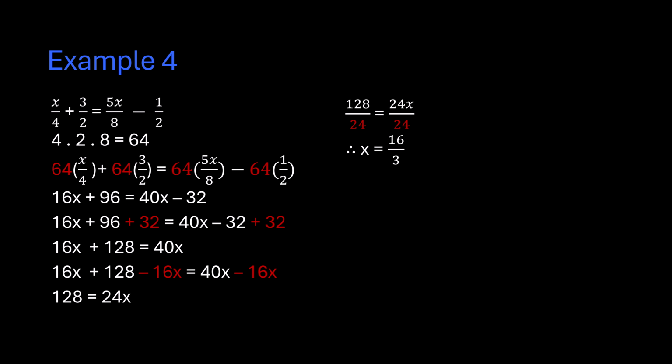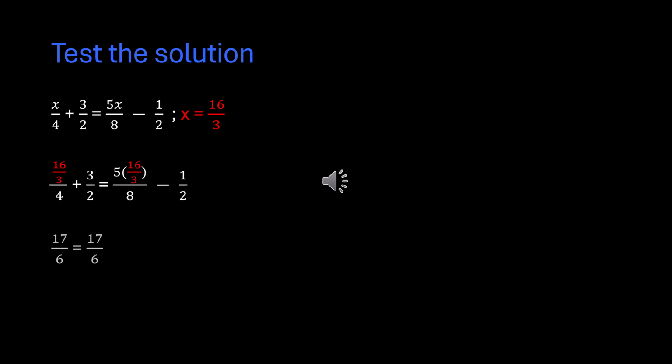Next, to isolate the variable, start by getting rid of the negative 32 on the right side by adding 32 to both sides. That simplifies to 16x + 128 = 40x. Now, subtract 16x from both sides. 128 = 24x. Finally, divide both sides by 24 to isolate x. x = 128/24, which simplifies to 16/3. We test the solution by substituting, and we have confirmed that our solution for x is valid.